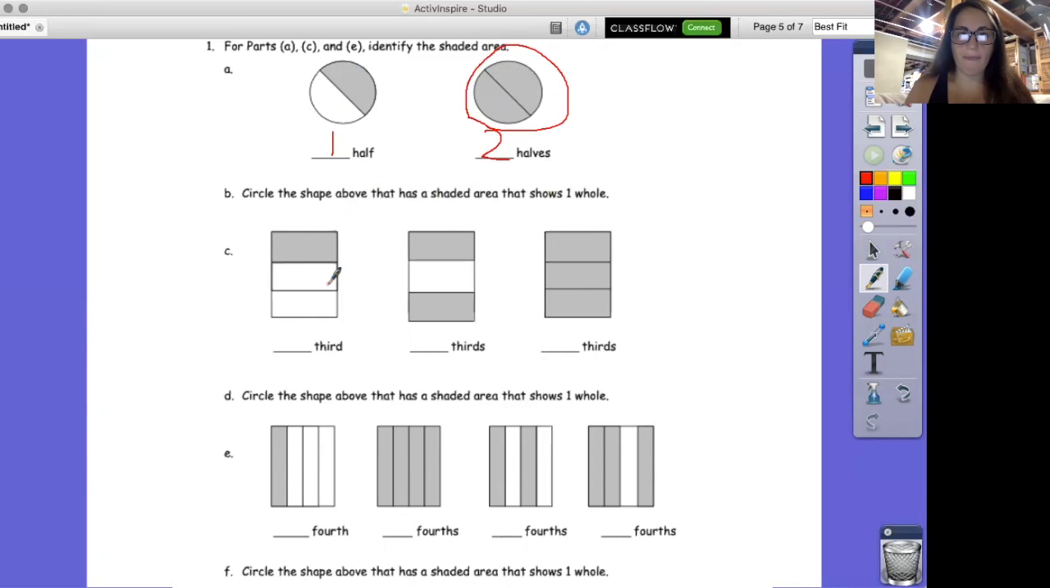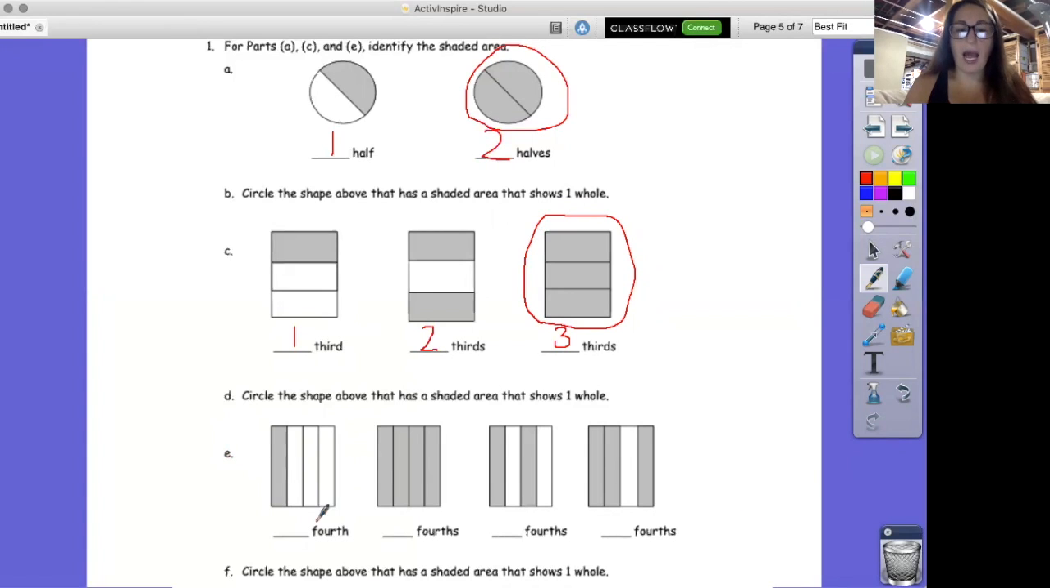C, how many parts do we have shaded in this rectangle? See 1/3 shaded. How about this one? 1, 2. 2/3 are shaded in this rectangle. How about this one? I see 1, 2, 3/3 shaded. So which one of these rectangles has a shaded area that shows one whole? You said this last one that has 3/3 shaded. You are so correct.